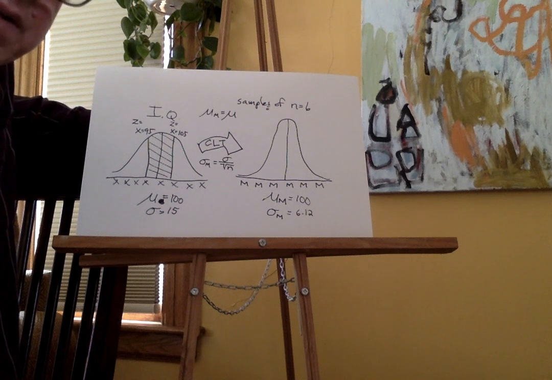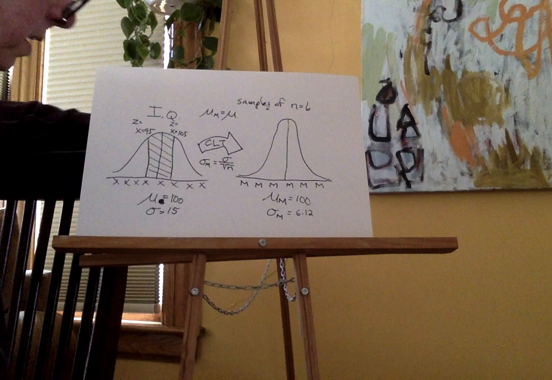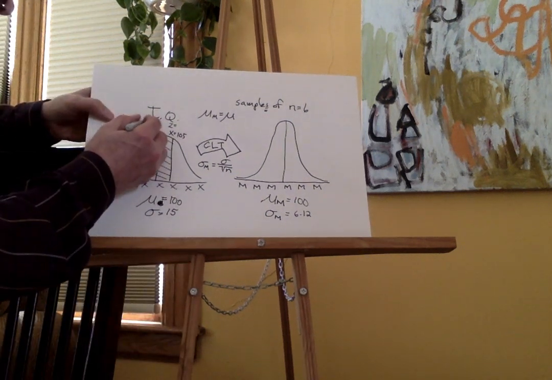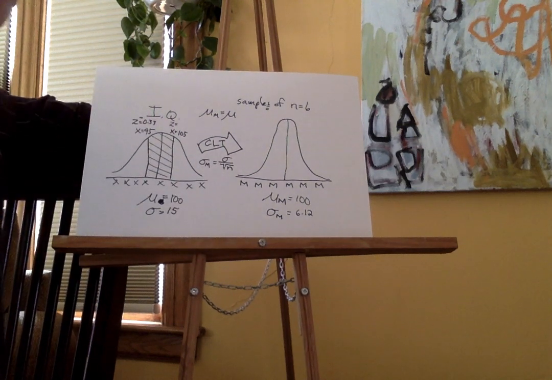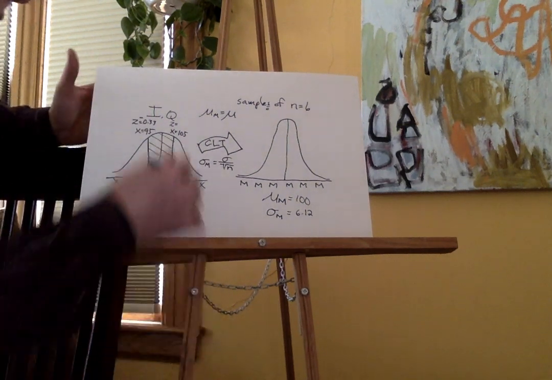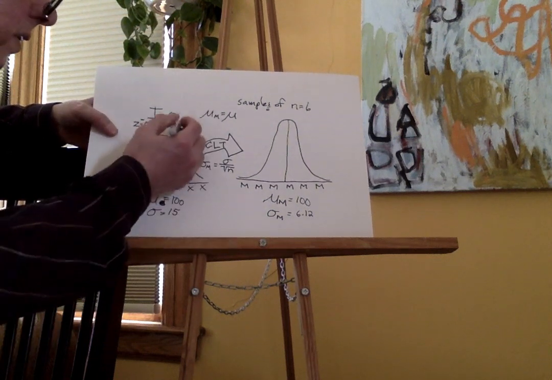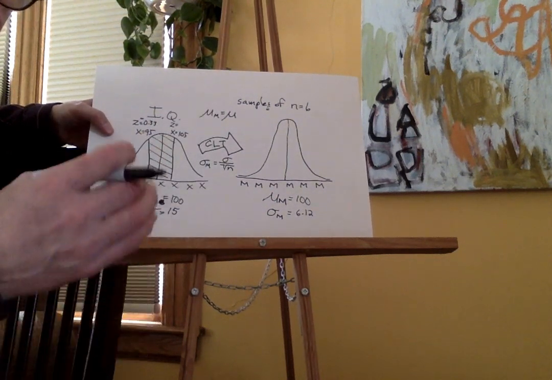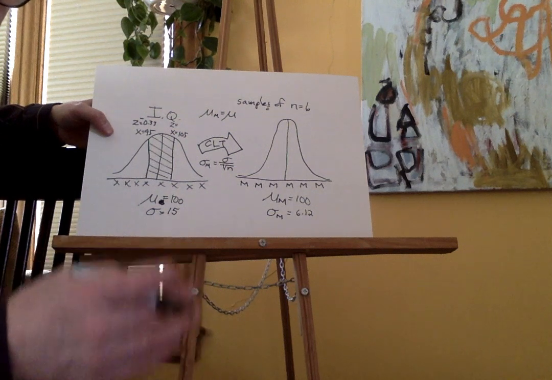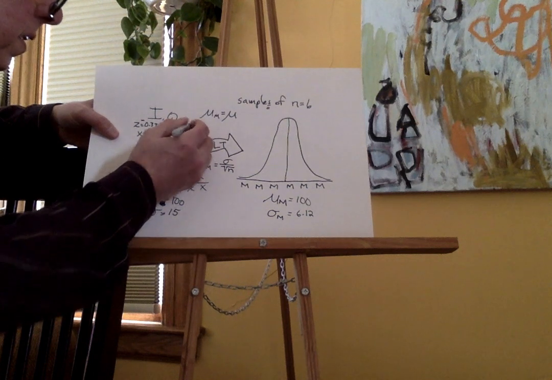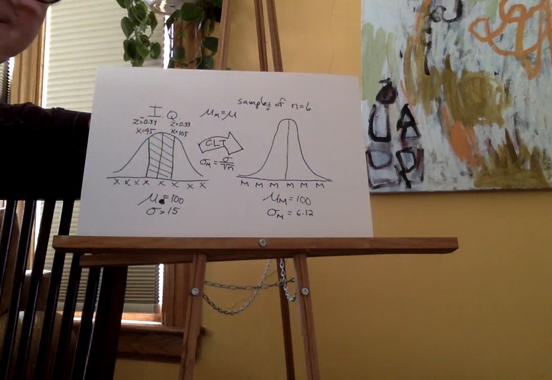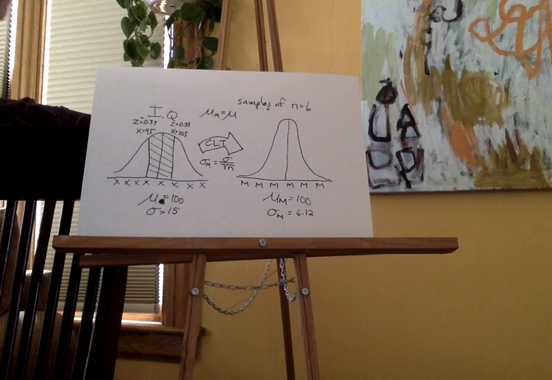So it would be 95 minus 100 over 15. So this would be a negative z-score of 0.33. Over here, it's the same distance. 105 minus 100 divided by 15. So this is going to be positive 0.33. So now we have our z-scores. And we can go to the table.